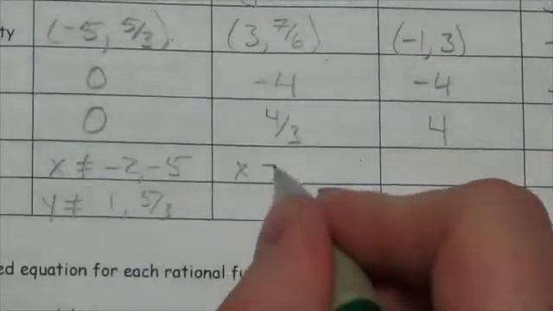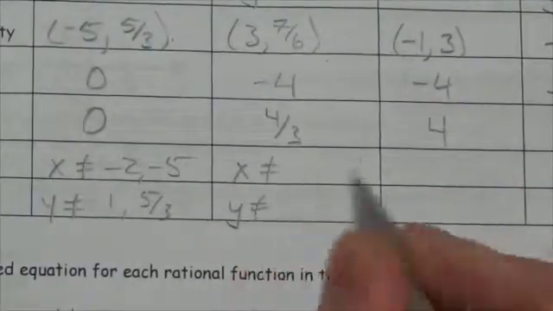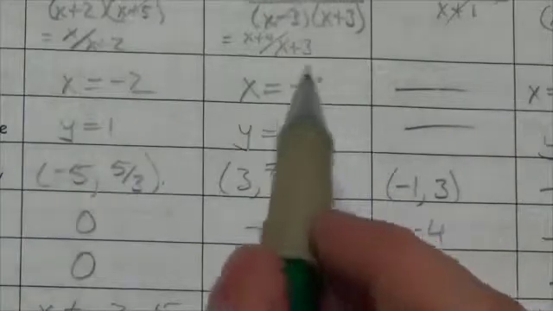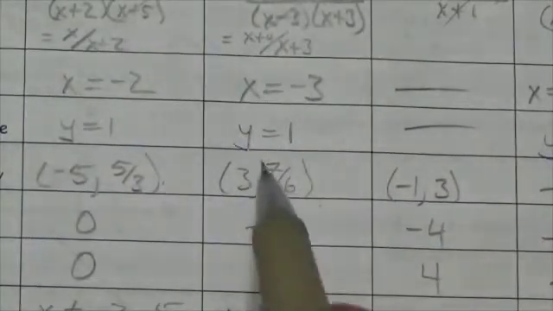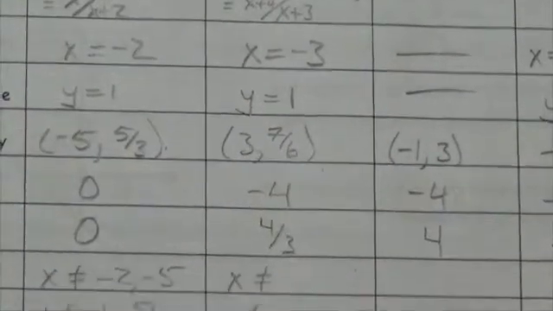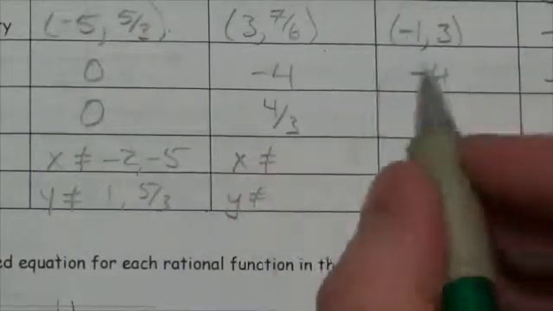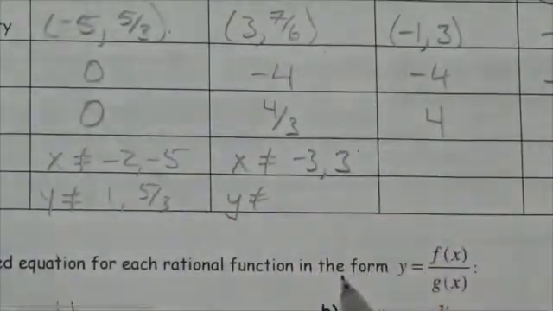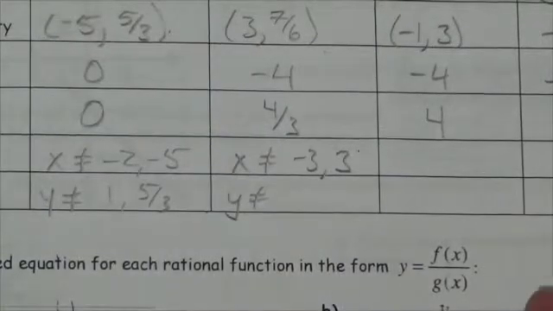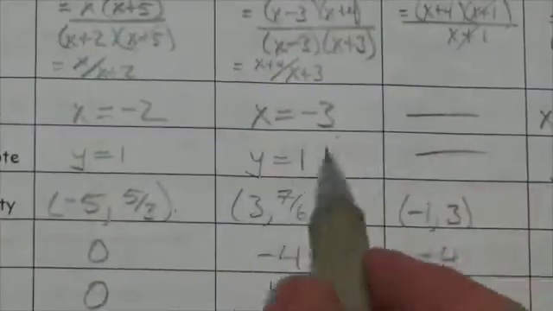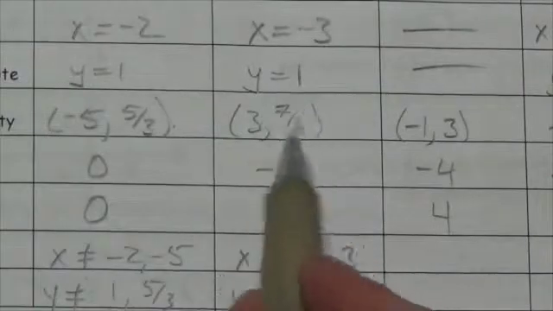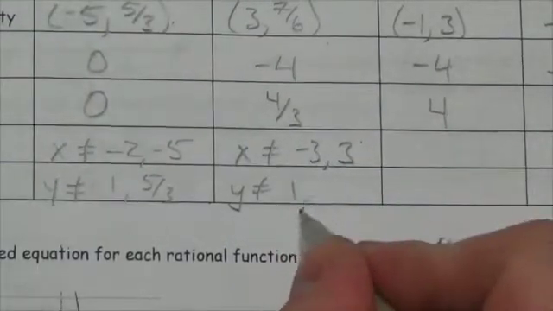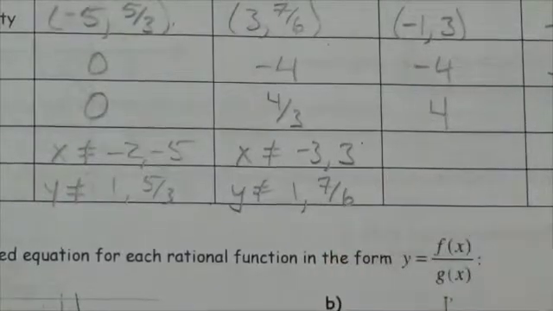Next one, x cannot equal, y cannot equal. Let's go back up here. Vertical asymptote, negative 3, so x can't equal negative 3, but it also can't equal 3 from the point discontinuity. So it can't be negative 3 or 3. Our horizontal asymptote was 1, and from our point discontinuity, we get 7/6. So y can't equal 1 or 7/6.